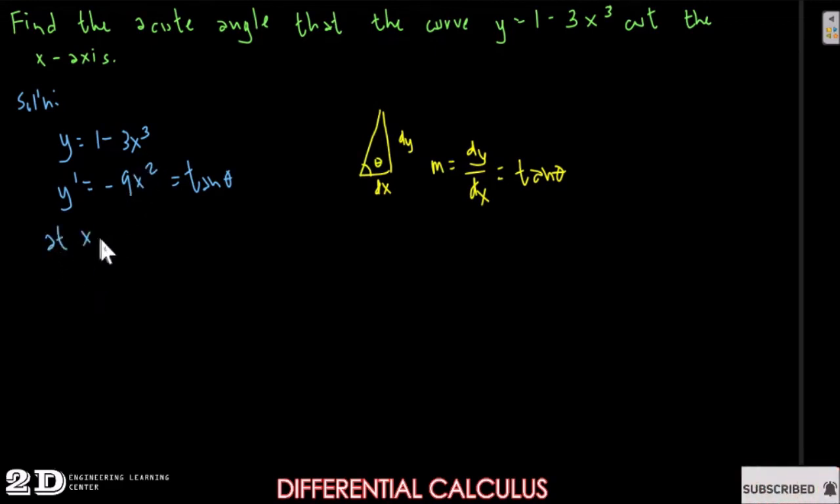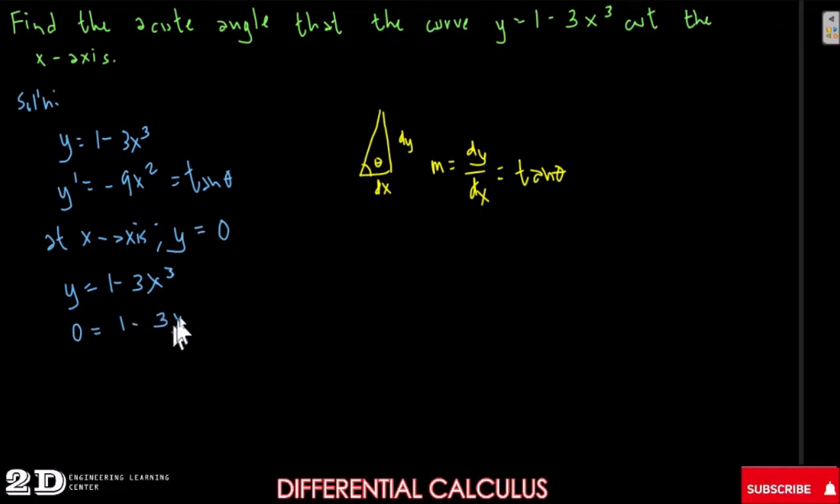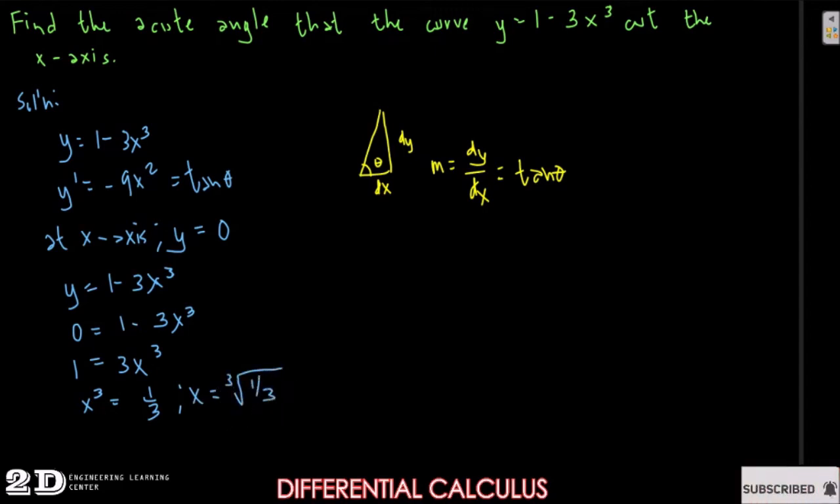At the x-axis, the value of y is of course 0. So we substitute this to our given function so that we can solve for x. We have y equals 1 minus 3x cubed. Substituting y equals 0, we have 0 equals 1 minus 3x cubed. Solving for x, 1 is equal to 3x cubed, then x cubed is equal to 1/3, so x is the cube root of 1/3.